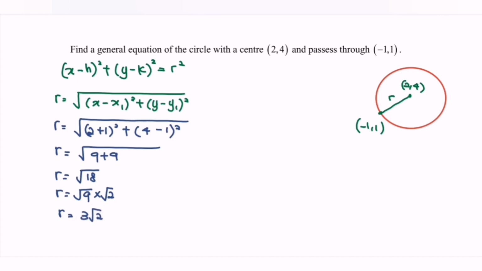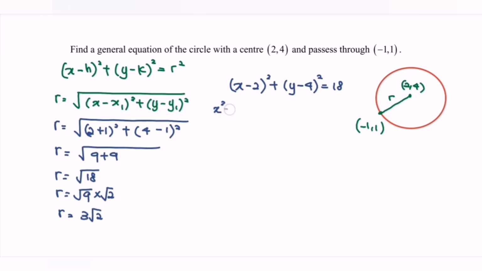Next, what we have to do is to substitute the situation into the equation of circle. So where we have the center, (x - 2)² + (y - 4)² = r², where we have 18. Kindly refer to the question. They mentioned the general equation of the circle. So my suggestion would be to expand the situation.